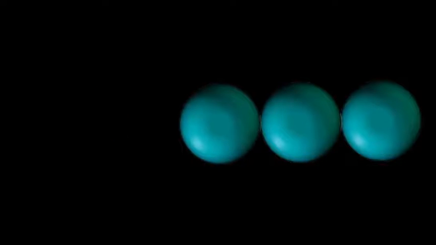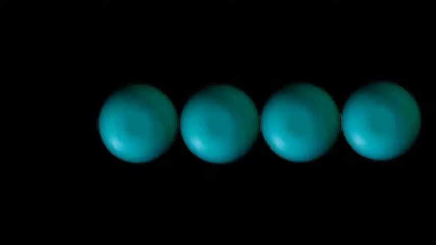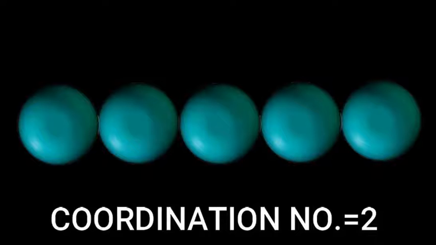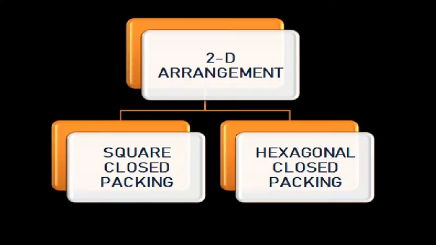That is to arrange them in a row, touching each other. In this arrangement, each sphere is in contact with its two neighboring spheres. So, the coordination number of one-dimensional packing is 2. Another way is close packing in two dimensions, which is further divided into square close packing and hexagonal close packing.